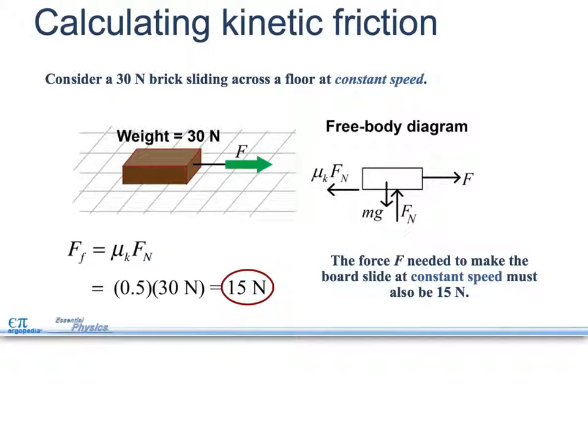So we have 0.5 times 30 equals 15 newtons. The force F needs to make the board slide at a constant speed is 15 newtons.